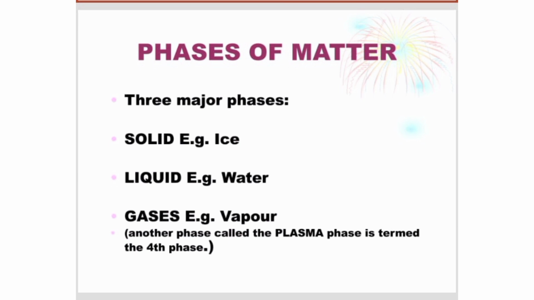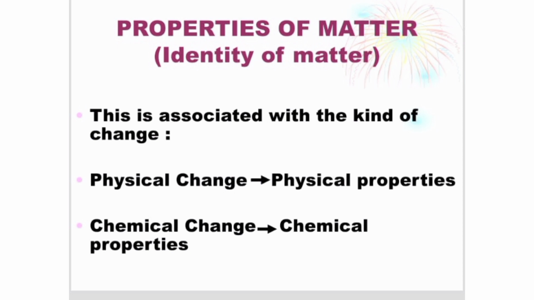And in fact, the universe is comprised of 99% of plasma matter. We find this in the sun, we find it in the stars, we find it in lightning. In fact, it is plasma matter that makes life on Earth a possibility. Having talked about the phases that matter exhibits in nature, we now want to look at the characteristics of matter, its properties, or its identity.